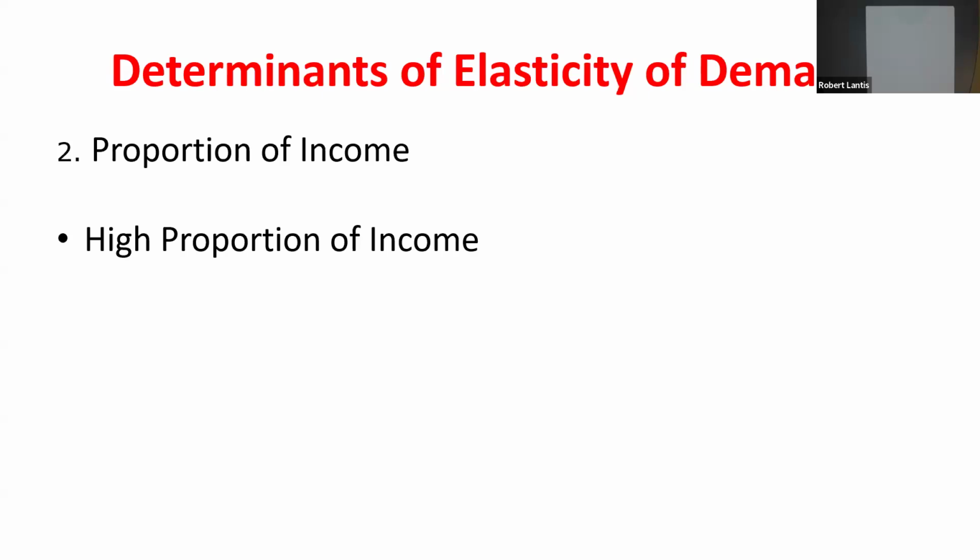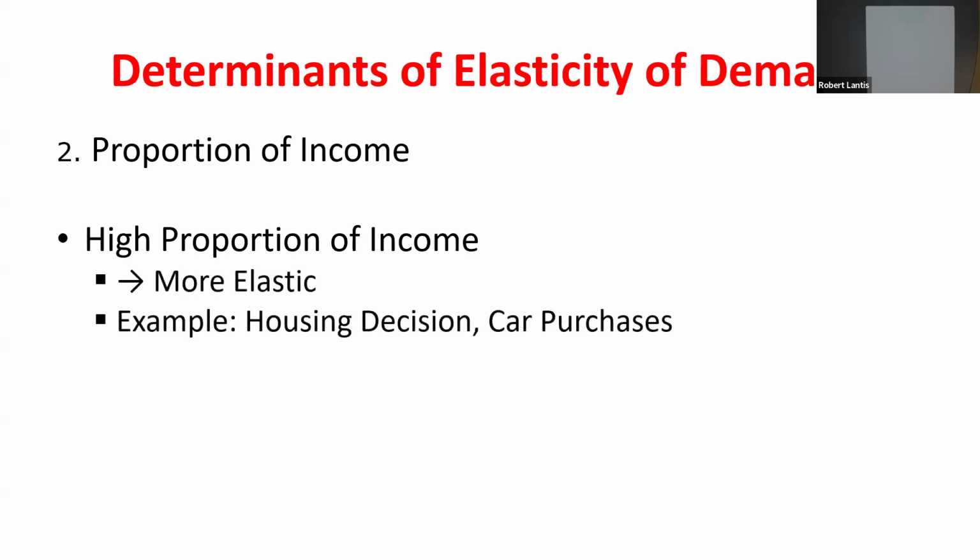So when something is going to be a large amount of my income, I really do my research, right? If I'm buying a new car, I look at all the different cars, I do my research on what the best deal is. I might haggle over a very small percent change in the price. Why? Because it's a big decision. It's a lot of my money. So when you have a high proportion of your income being spent on something, you're more likely to be sensitive to price changes. You're going to be more elastic. Elastic, right? So housing decisions, car purchases, anything that's a large percent of your income, you tend to be a little bit more responsive to price change.